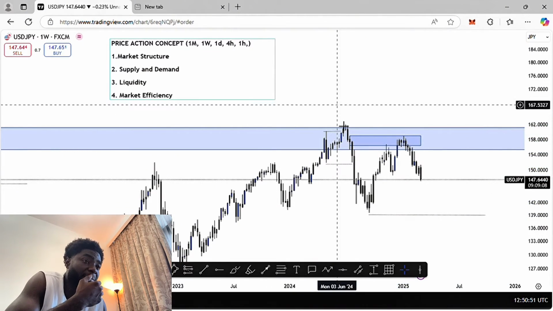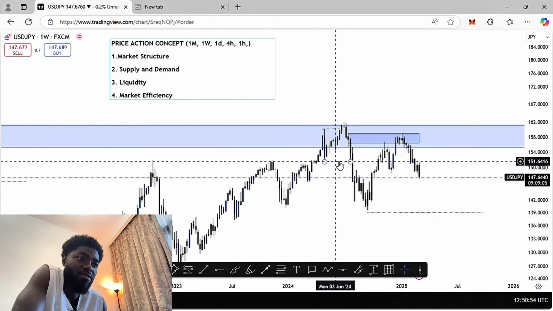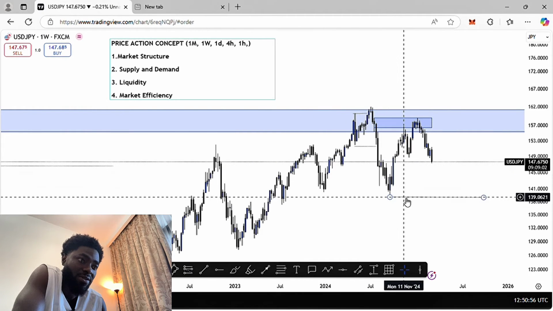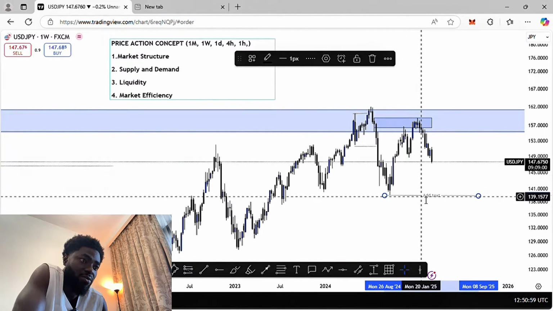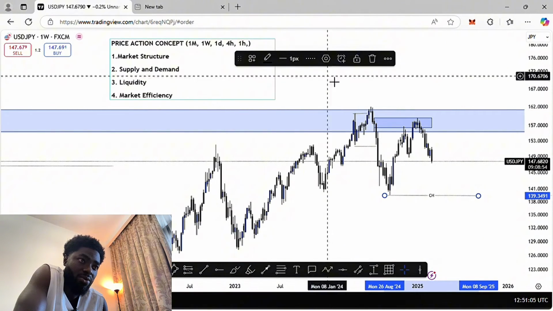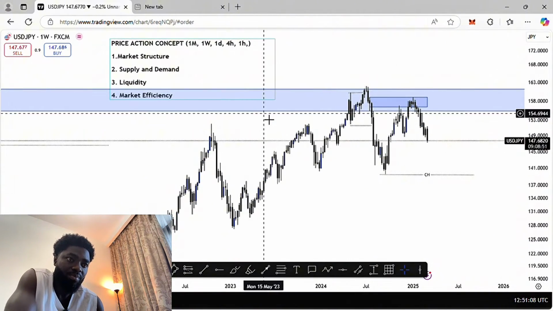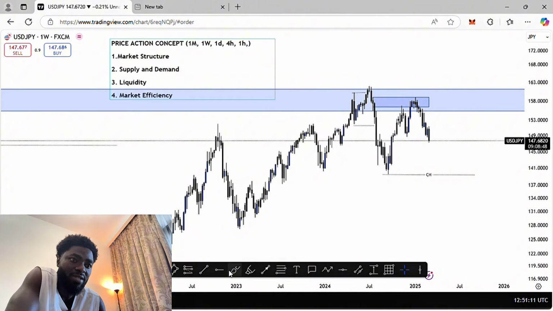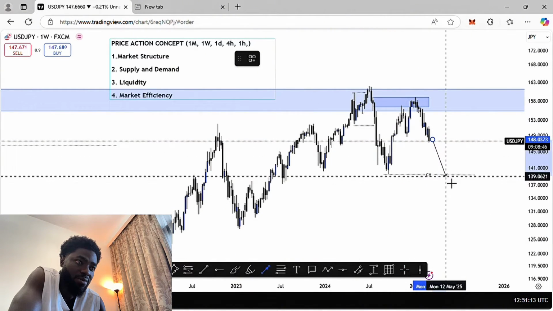So this is a lower time frame change of character, but the higher time frame change of character or market shift or break of structure will be at this zone. We'll be expecting price to actually come and break this low. Okay, so where should we target this price sell?